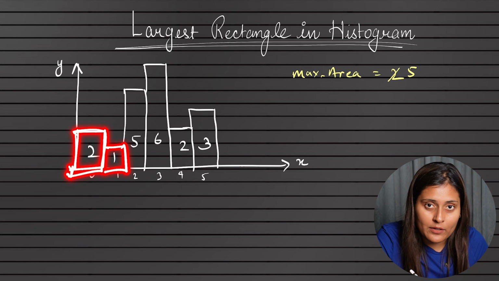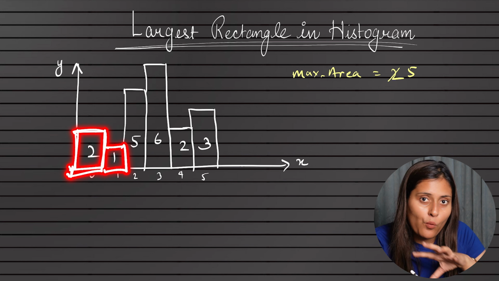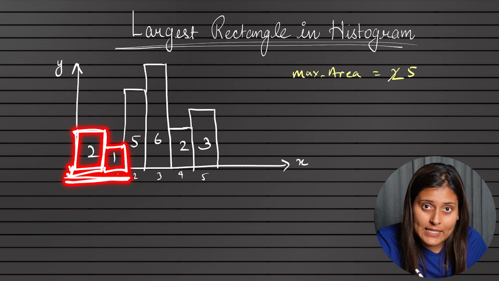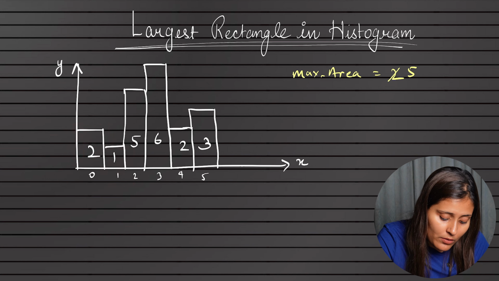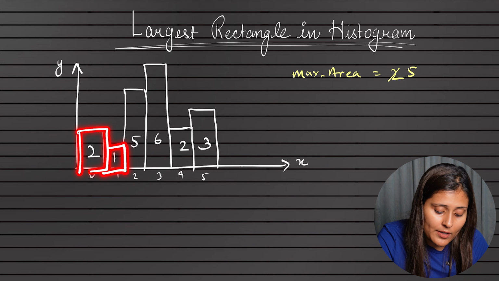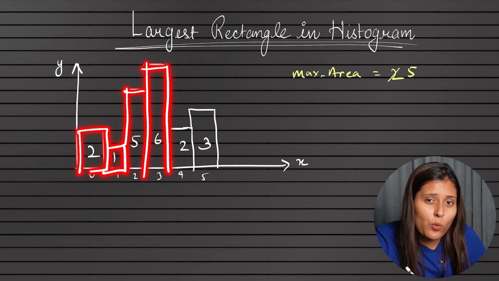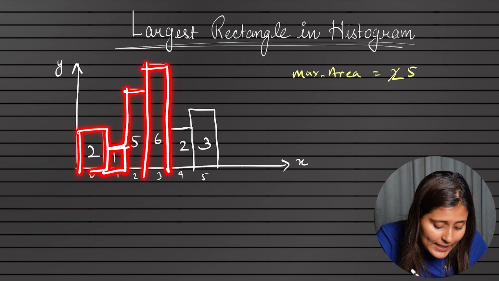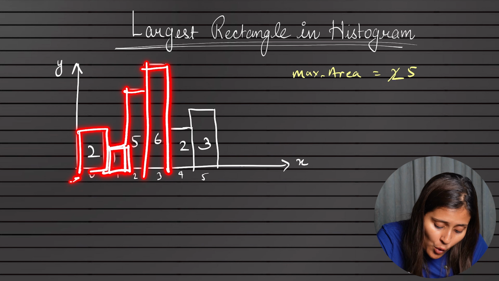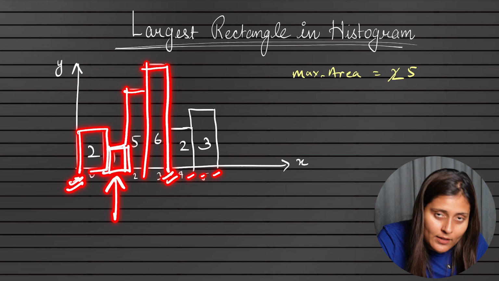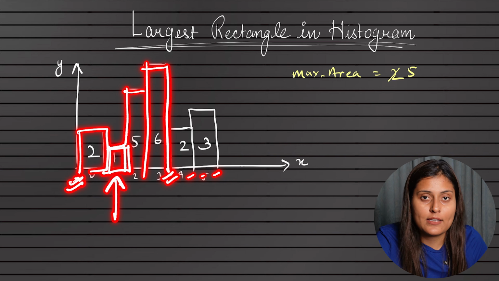Once I encountered 1, going forward, till now, what is the minimum height? 1, correct? Yes. So although width will increase, height is 1. Now if I'm at 2 only, after encountering 1, even if I encounter 5, even if I encounter 6, what is the minimum height? Because 1 came in between.